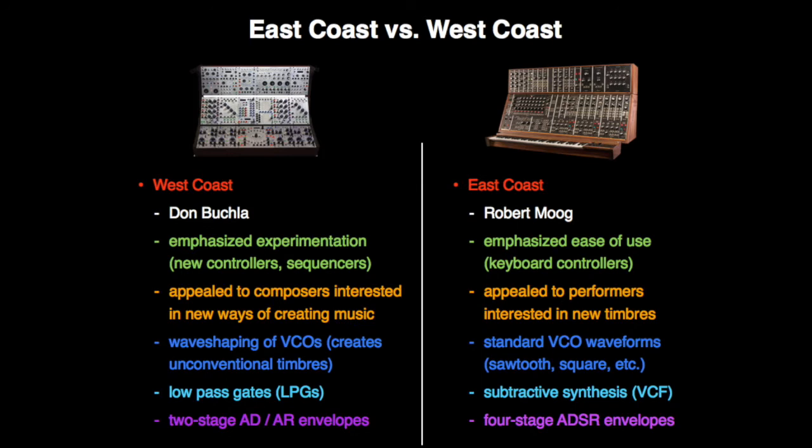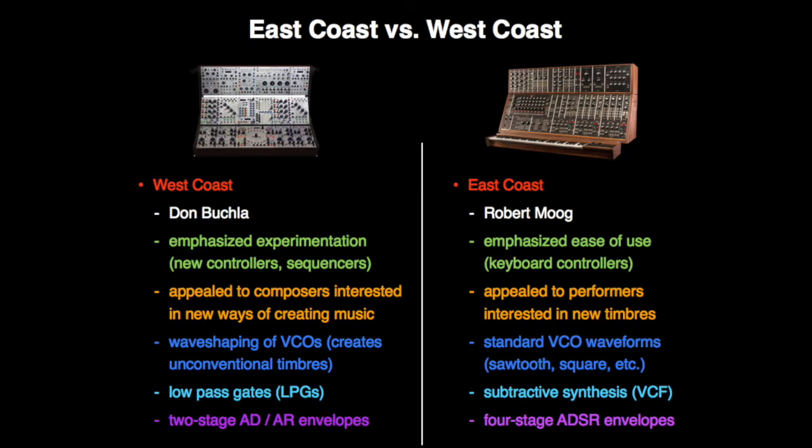So they're not utilizing keyboard controllers, they're using new controllers, they're developing things like sequencers that are taking music in new directions. And so while Moog is appealing to performers, Buchla is appealing to composers and experimental musicians who are interested in these new ways of creating music. But even deeper than these broad philosophies about experimentation versus ease of use, we can actually look at the individual components and how they were used and see some of these philosophies manifesting in a more technical sense.